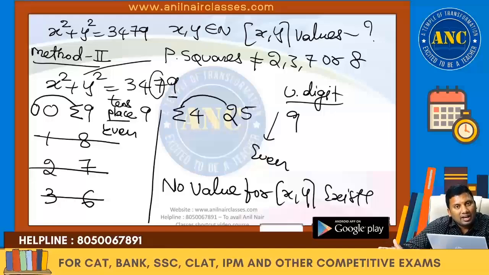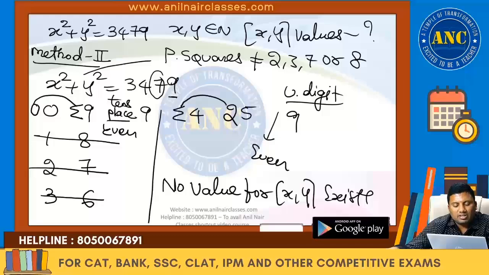0 plus 9, 9. 1 plus 8, 9. 2 plus 7, 9. 3 plus 6, 9. 4 plus 5, 9. Any perfect square ending with 9 has an even tens place. A perfect square ending with 0 has 0 in the tens place. So it cannot end with 8, 2, 3 or 7.